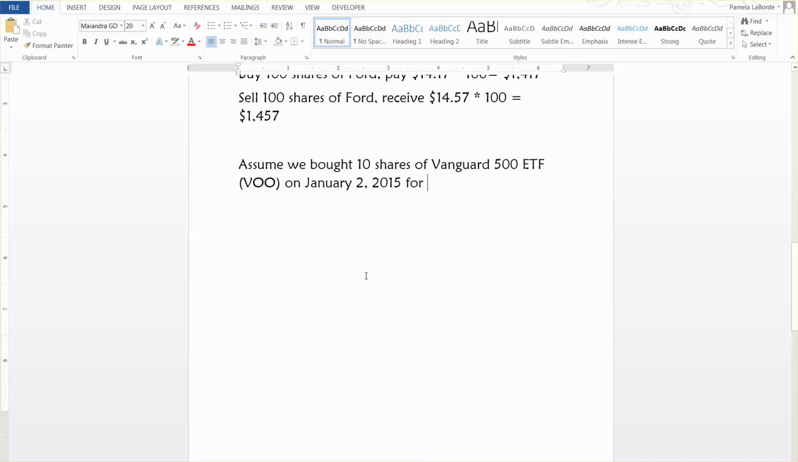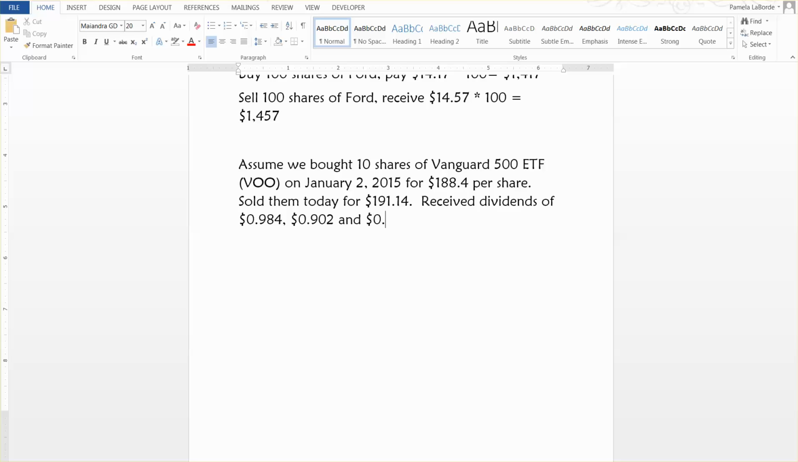So I'm just going to pop that into Word. And so I purchased it for 188.40 per share, and I sold them today for 191.14, and I received dividends totaling, oops, I didn't actually total them. I'll have to total them in a minute, of 0.984, 0.902, and 0.953 per share over the course of the time period that I held them.